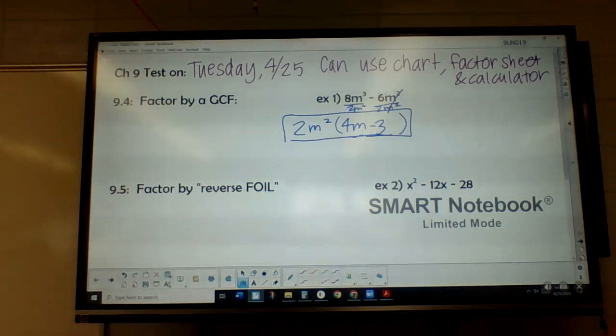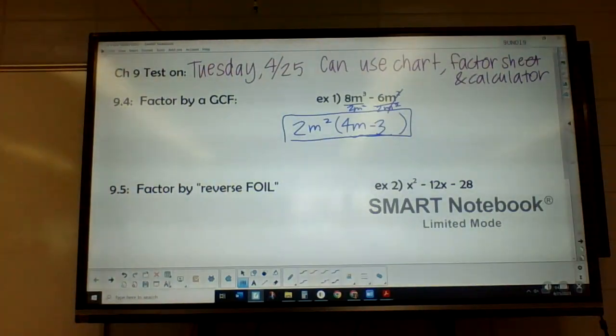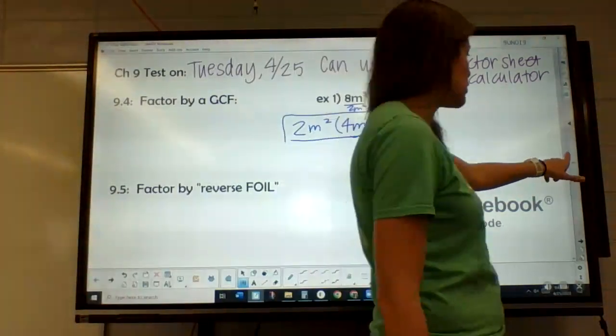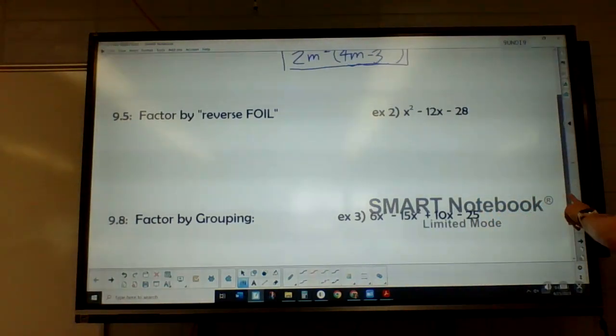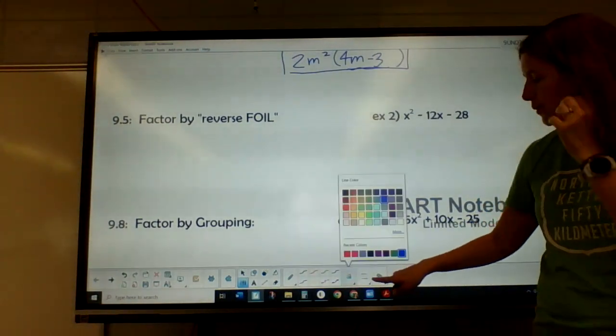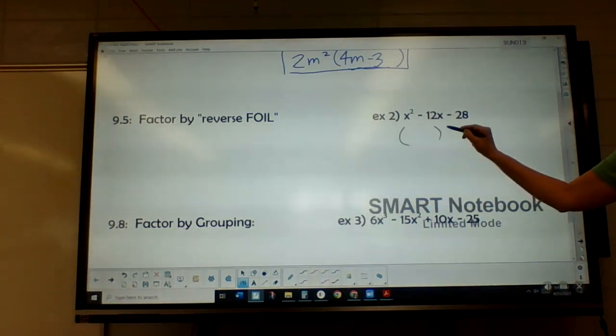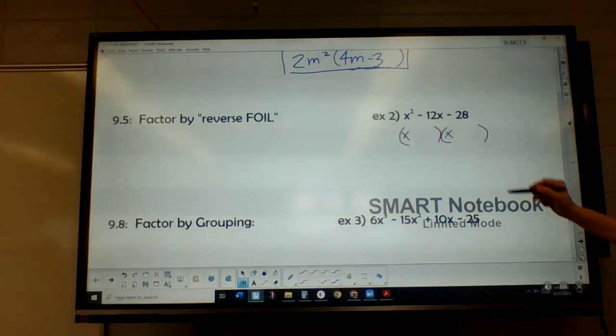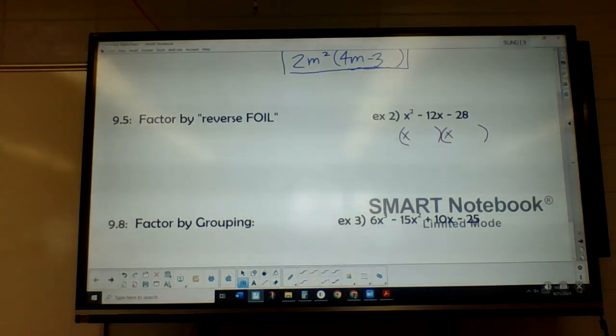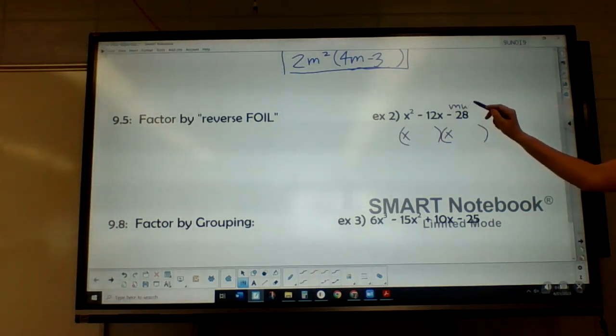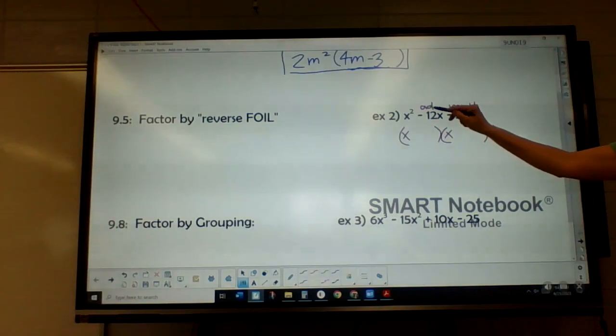So factoring with reverse FOIL. This is the one that I did a lot of these questions when we did that Kahoot. I think these are the fastest ones in my opinion if you're good at factors. We don't have to do the X thing for this. So reverse FOIL, the reason why I can do this method is because I know it's x squared, so I know it already starts with x and x. And I want to multiply to get a negative 28, but add to get a negative 12.